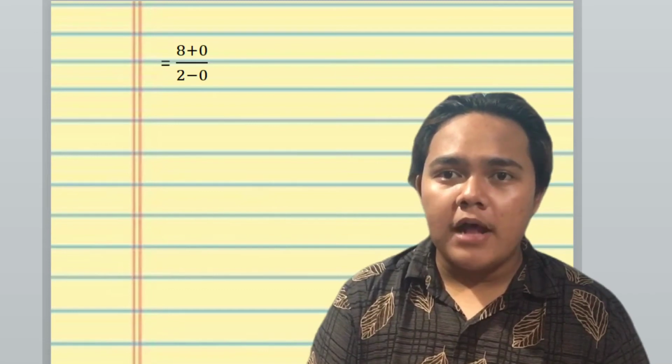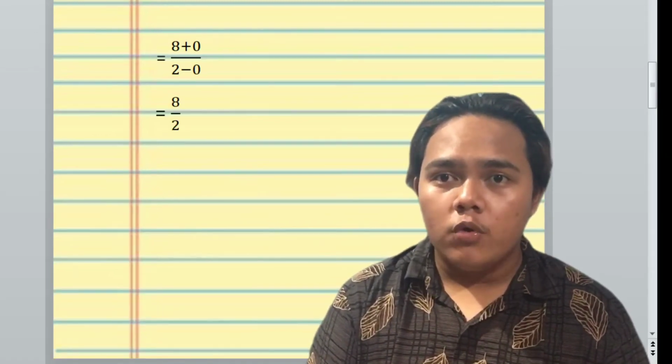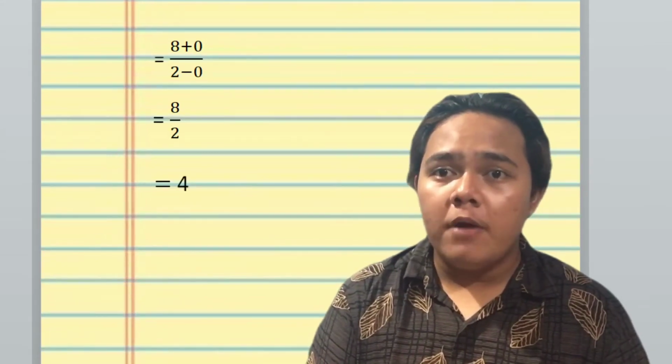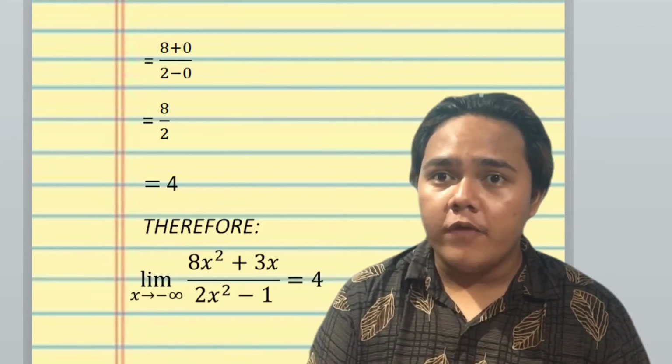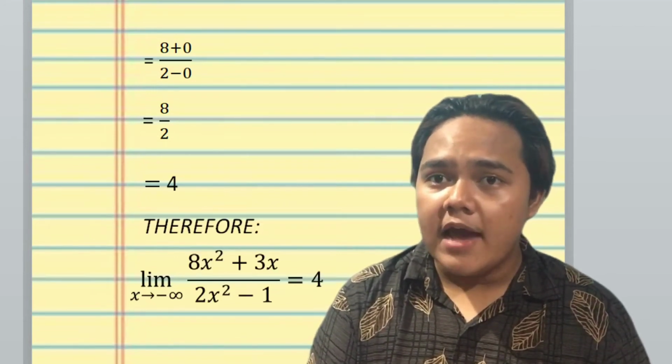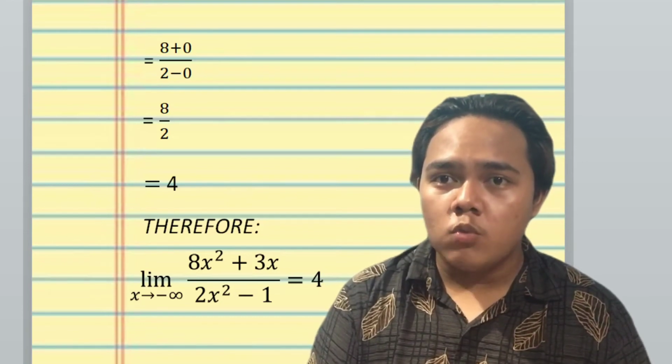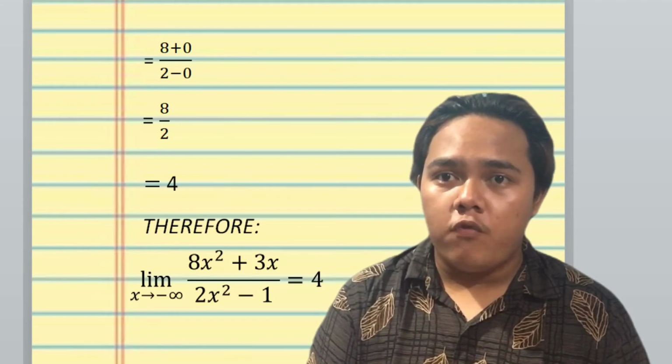So, isi-simplify natin ang 8 plus 0 over 2 minus 0. So, 8 over 2. So, pwede pa siya i-round off. So, magiging final answer natin is 4. So, conclusion. We therefore conclude that the limit of (8x squared plus 3x) over (2x squared minus 1) as x approaches negative infinity is equal to 4.